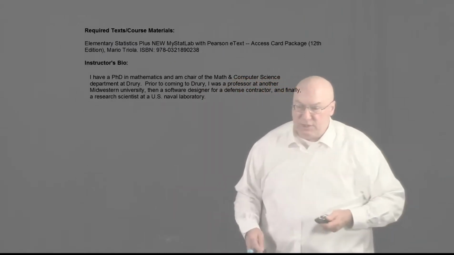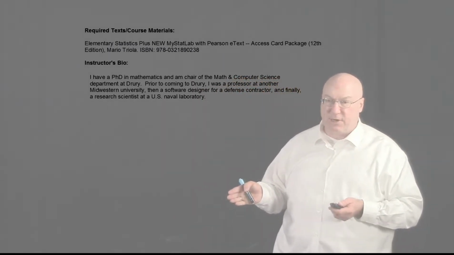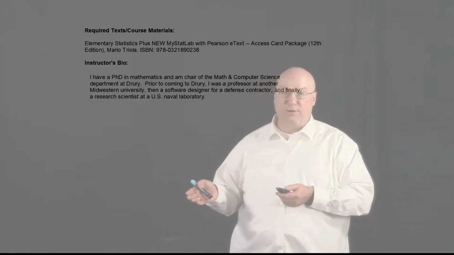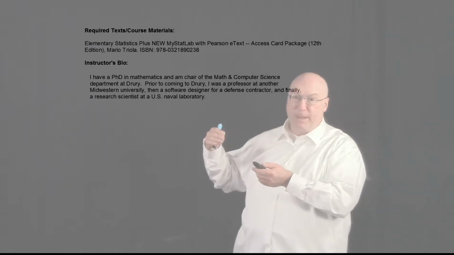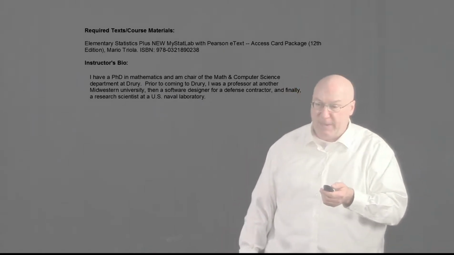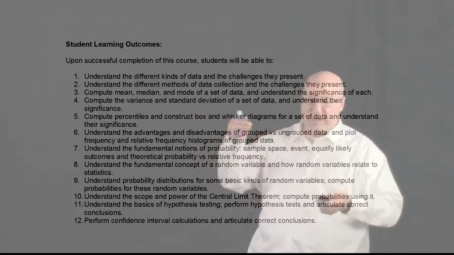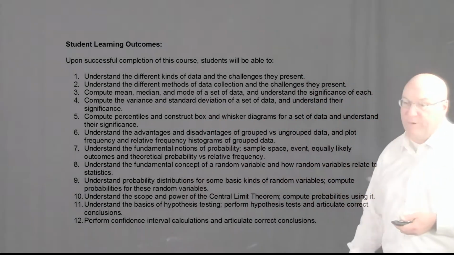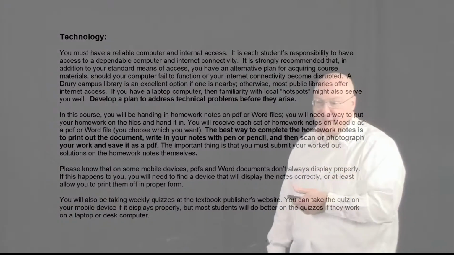Next thing is just talking about the required text and materials. You'll need to get the access card so that you can get on the publisher's website, and I have instructions for you to do that. If you go look on Moodle where I have the syllabus, I also have instructions there for how to get on the publisher's website. And there's my bio. You can read that if you like. And here's all the student learning outcomes. I don't know that you're that interested in digging through all those right now, but we will cover all that stuff throughout the course.